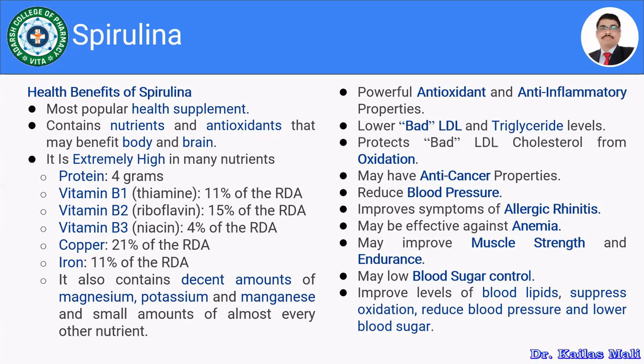It also contains a decent amount of potassium, magnesium, manganese, and a small amount of almost every other nutrient. It contains almost all micronutrients, minerals, and vitamins. So it is a rich source of nutrients. It is going to be used as an antioxidant and anti-inflammatory.